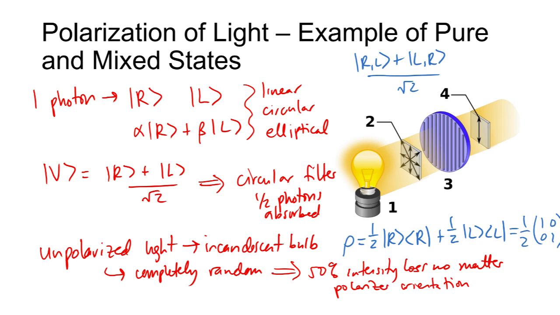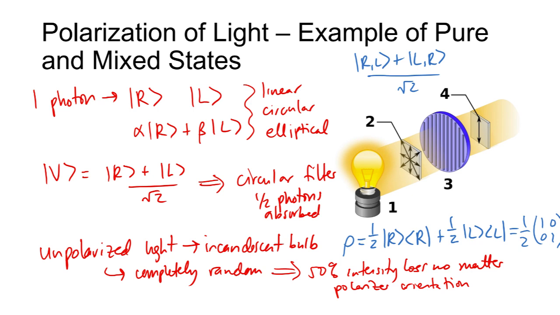So if we pass it through a circular filter, half of our photons get absorbed. That makes it seem like half of our photons are in the R state and half of them are in the L state, but that's not right. If we pass that same vertically polarized light through a linear polarizer, there wouldn't be any absorption.